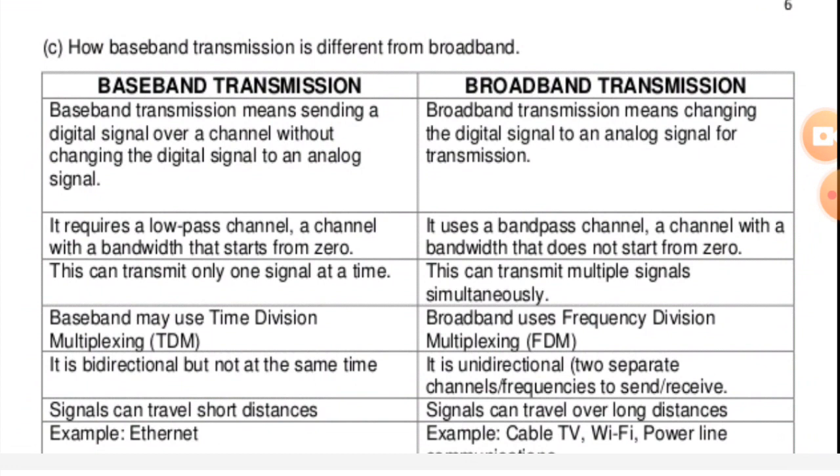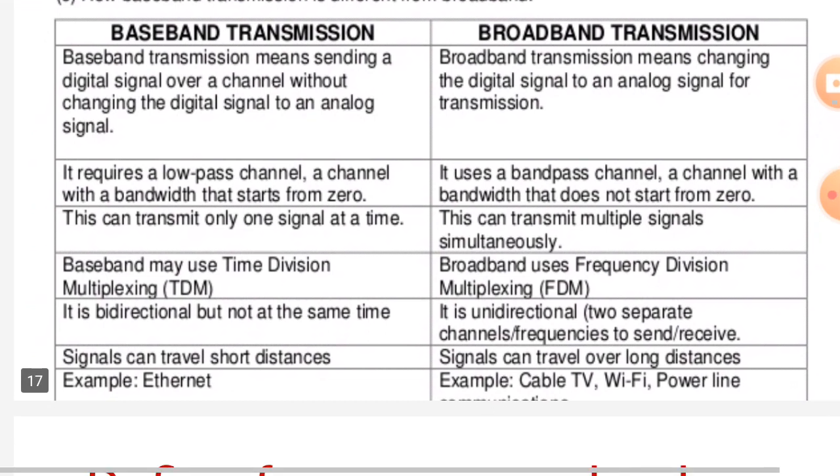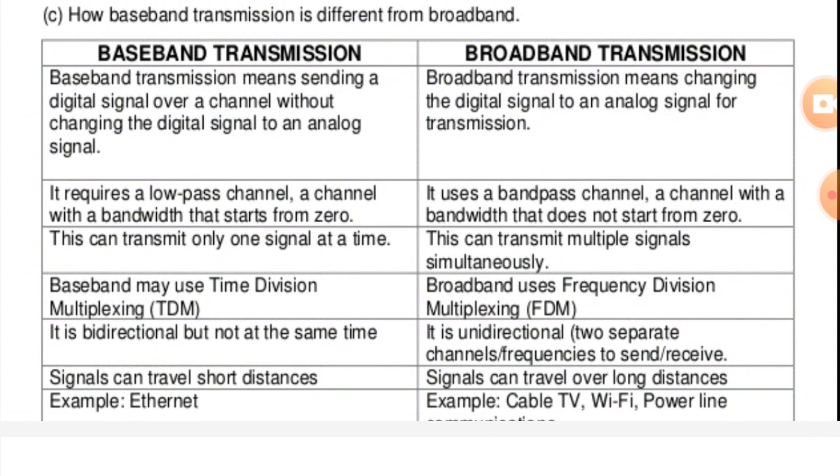Broadband transmission means changing the digital signal to an analog signal for transmission. Baseband transmission requires a low pass channel, a channel with a bandwidth that starts from 0. Broadband uses a band pass channel, a channel with a bandwidth that does not start from 0. Some of the differences between broadband and baseband are given in this slide. We can go through this.